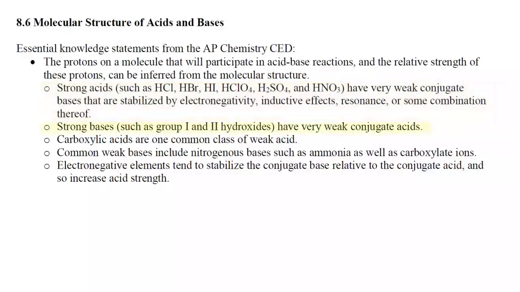Strong bases, such as group 1 and group 2 hydroxides, have very weak conjugate acids. Carboxylic acids are one common class of weak acid. Common weak bases include nitrogenous bases, such as ammonia, as well as carboxylate ions. Electronegative elements tend to stabilize the conjugate base relative to the conjugate acid and so increase acid strength.